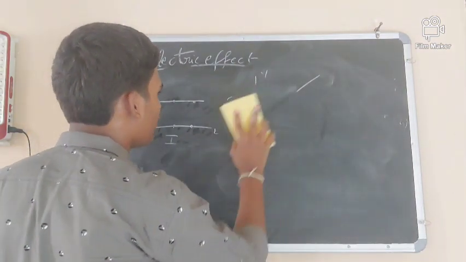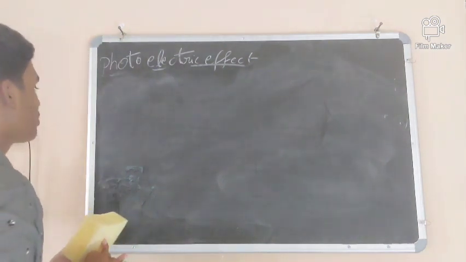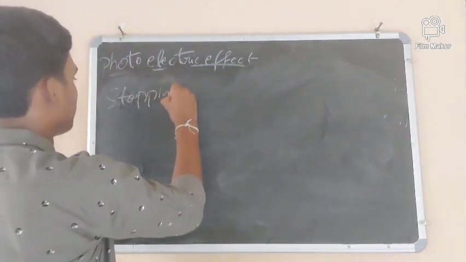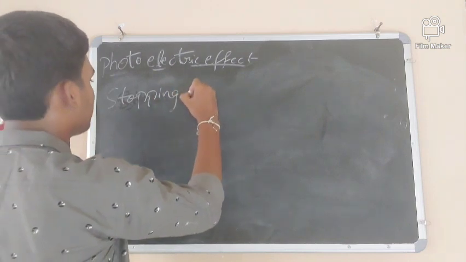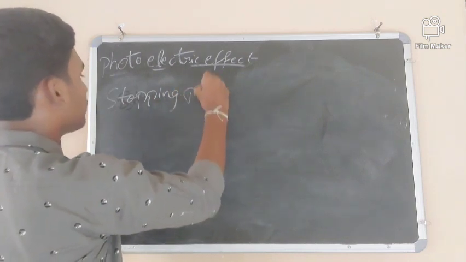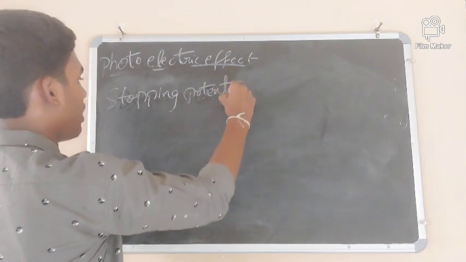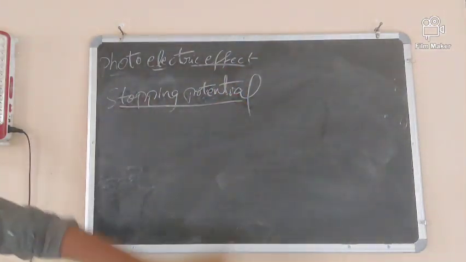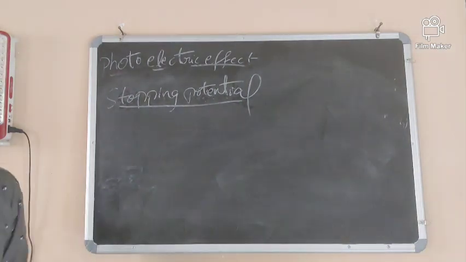Now we discuss a very small topic fastly. Stopping potential. And another important topic, this is for JEE. Work function up to this part is full of JEE.